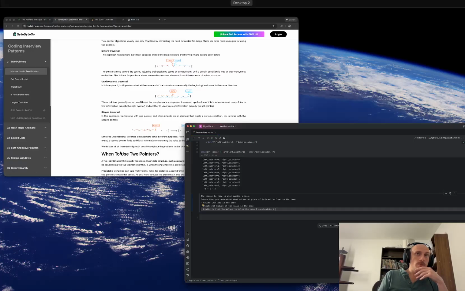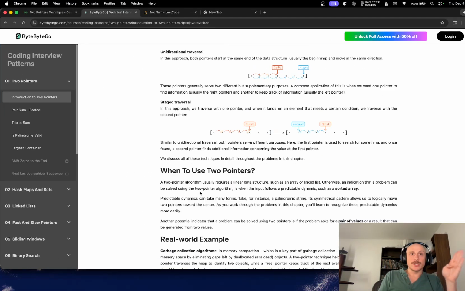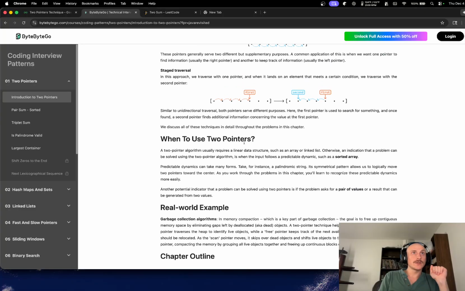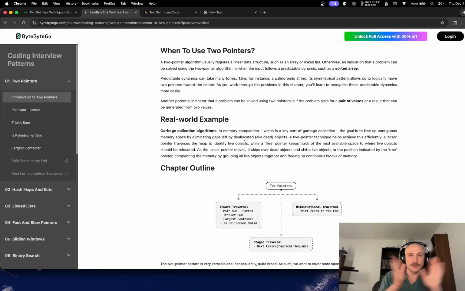Let us go back to our thing, which is when to use two pointers. So we've learned the strategies. Our strategies being, and let's see if we can remember this, inward traversal, unidirectional traversal, or one-way traversal, and multi-step traversal, or multi-stage, or stage traversal. Yeah, stage traversal. So multi-step traversal. Okay. When to use this?